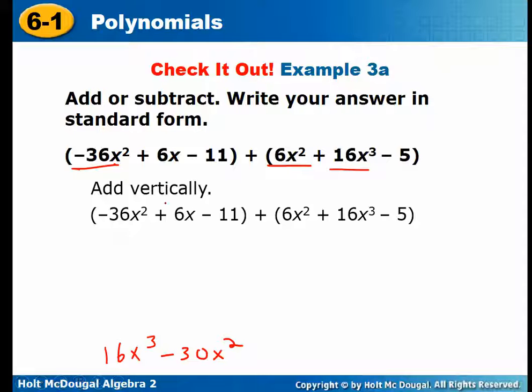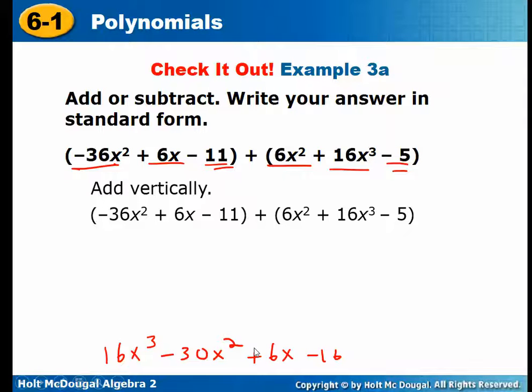And then, let's see, I took care of that. I took care of that. Oh, I didn't take care of the plus 6x yet. Plus 6x. There's no other x term, so I can just write that down. And then I need my constants of negative 11 minus 5 would be negative 16.